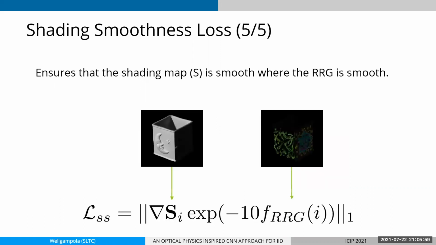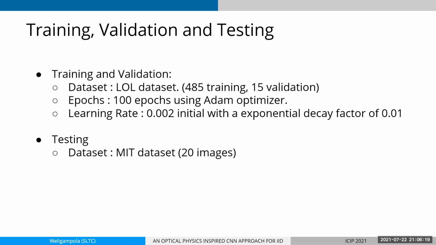The fifth and final component is the shading smoothness loss. When the RRG is low, it means that the image does not have any boundaries at this point, and as such, the shading should also be smooth. Therefore, by considering the gradient of the shading component in this equation, we can ensure that the shading is smooth whenever the RRG is low.